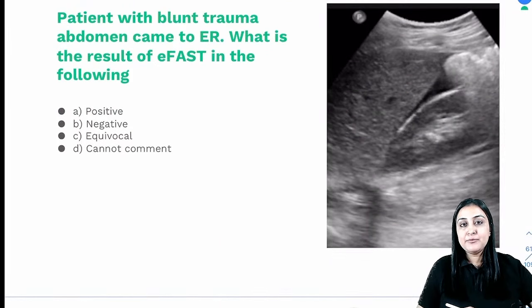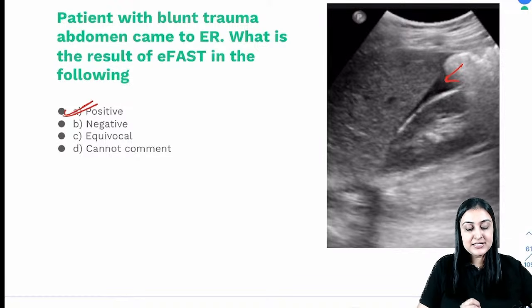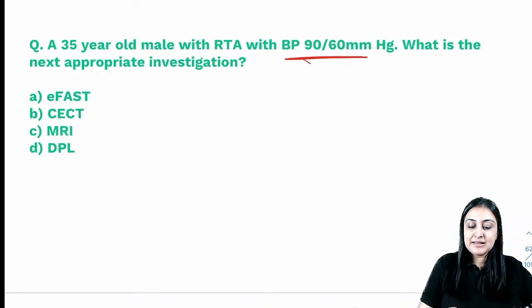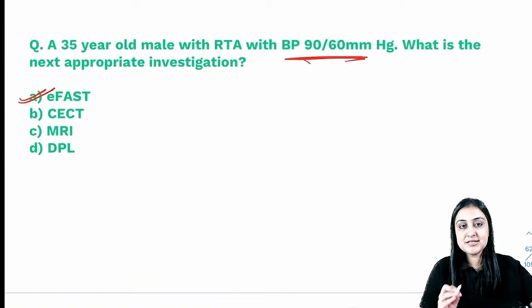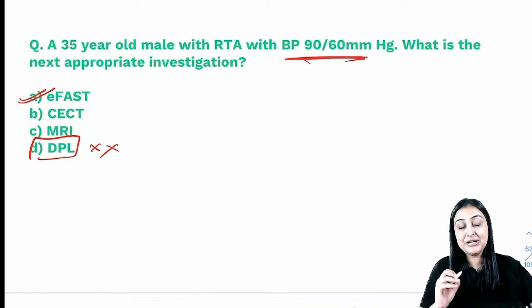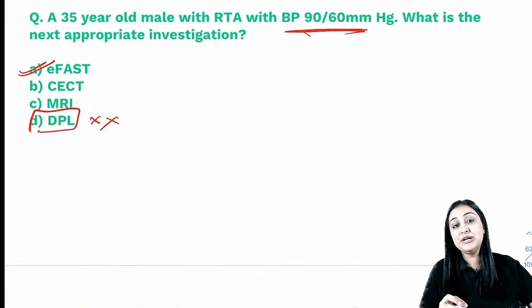Patient came with blunt trauma abdomen, all trauma questions together. How is the E-FAST? Black, black. Fluid is seen. Black fluid means E-FAST positive. Hemoperitoneum is there. RTA, BP 90/60, unstable. What is the first thing? Stable or unstable? Next, E-FAST. Remember, diagnostic peritoneal lavage has no role if FAST is there. Only if E-FAST is unavailable, in a very primitive area, we can do DPL. Alright?